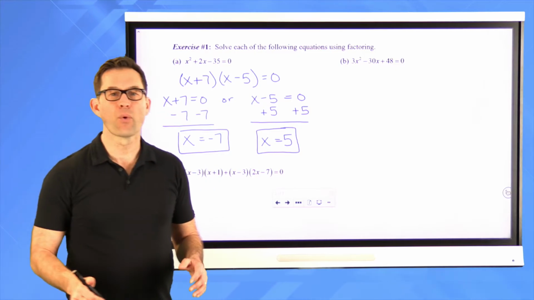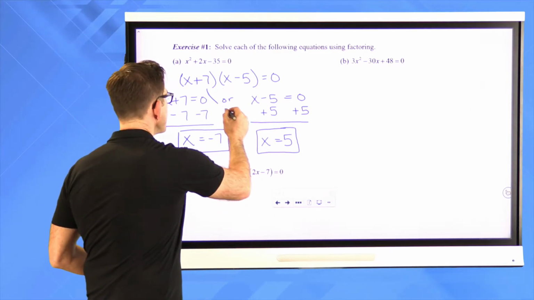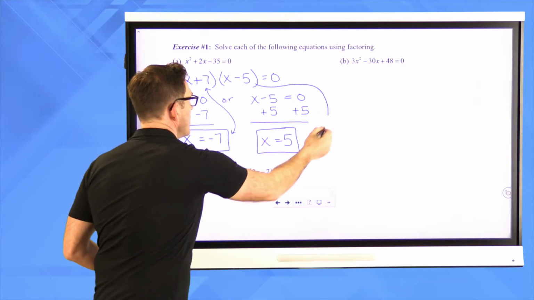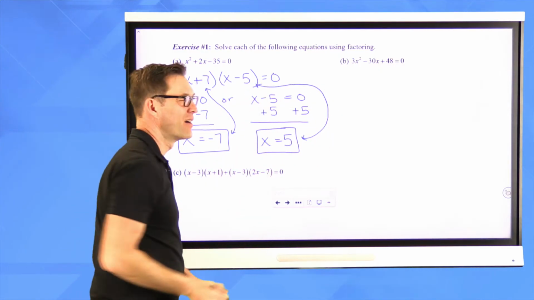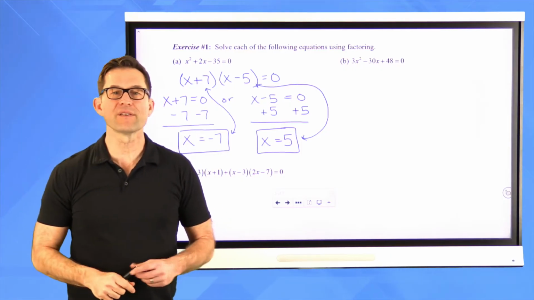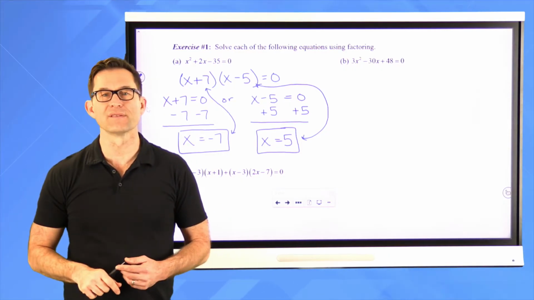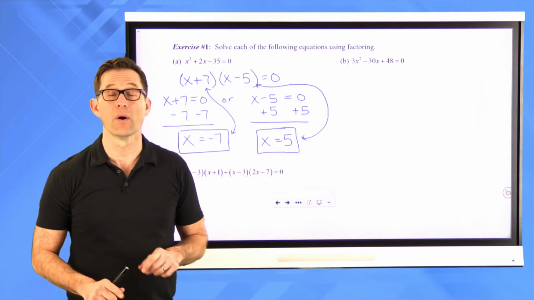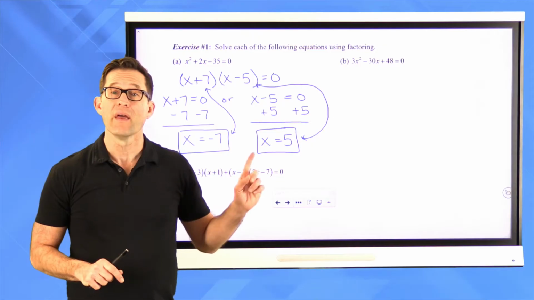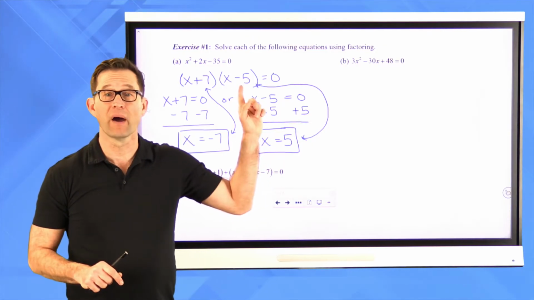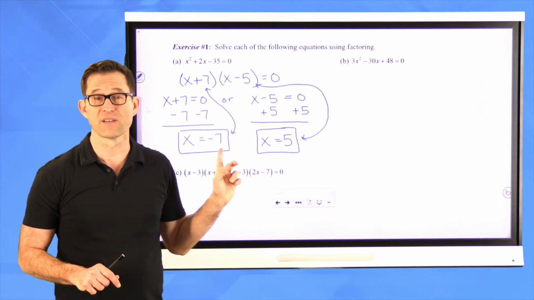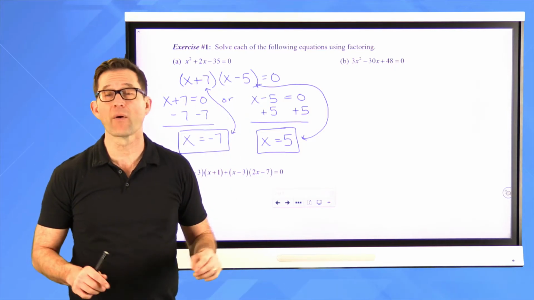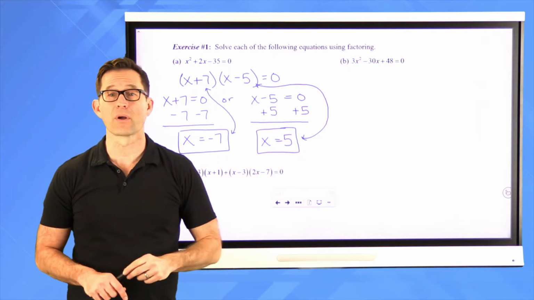It is very, very important for you to make this connection between the factor and the 0, right? If x plus 7 is a factor, x equals negative 7 is a 0. If x minus 5 is a factor, x equals 5 is a 0. By the way, it also goes the other way around. If x equals 5 is a 0, x minus 5 must be a factor, and if x equals negative 7 is a 0, x plus 7 must be a factor. All right, let's take a look at letter B, which is a little bit more complicated.